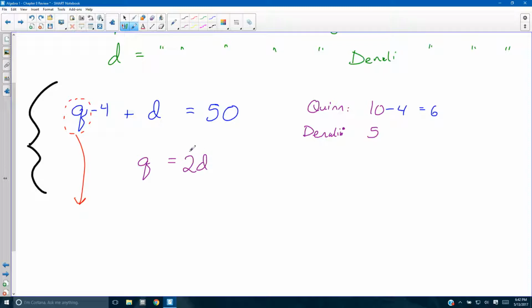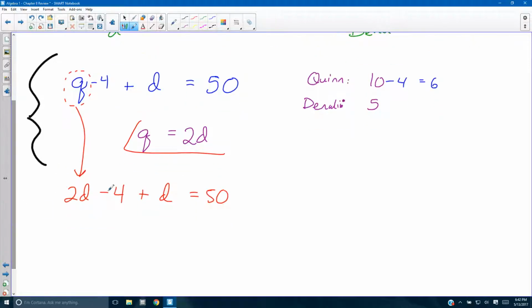2 times D can take place of Q right here. 2 times D is taking place of Q. What am I doing with the rest? I'm going to subtract 4. I'm going to add D. And this equals 50. Okay, now I'm going to solve for D, and that'll answer the question.